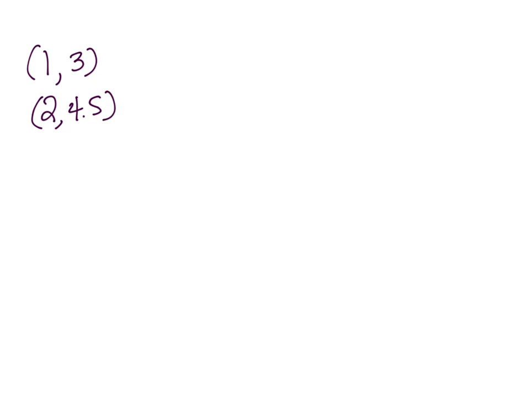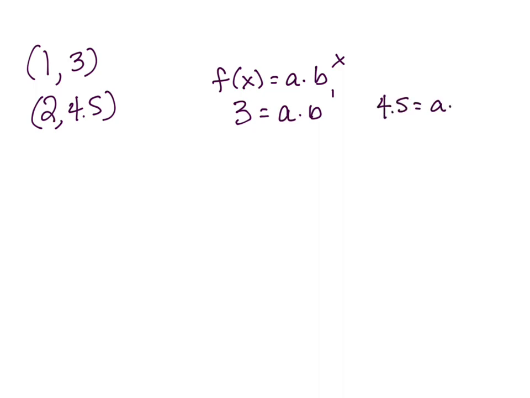Remember, the first thing we have to do is write two equations. We're writing them in the form of f of x equals a times b to the x. So what's my first equation? Well, y is f of x. Same thing. 3 equals a times b to the first power. Okay. And our second equation? 4.5 equals a times b to the second power. Perfect. Are y'all with me?